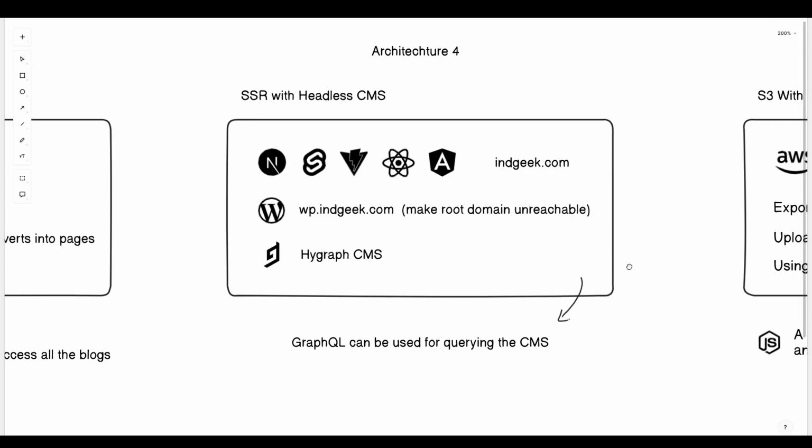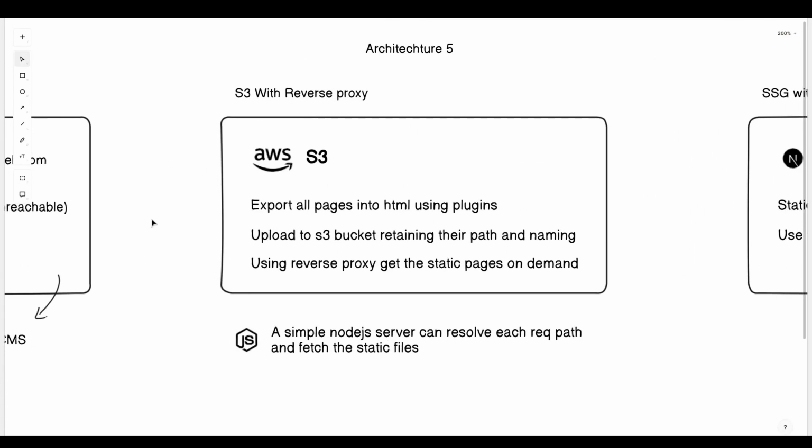Coming back to the next one, we can export all the existing pages of the WordPress website using any plugins and upload to an S3 bucket, retaining their path and file naming. Later, a simple Node.js server can resolve each request path and fetch the static files using a reverse proxy. This provides faster load time as we already have the pre-built static pages. But exporting the pages, keeping proper format and styling, and later doing necessary changes are really challenging.